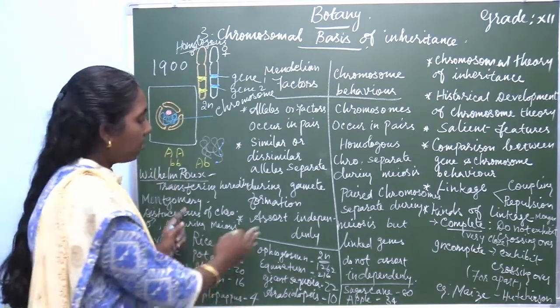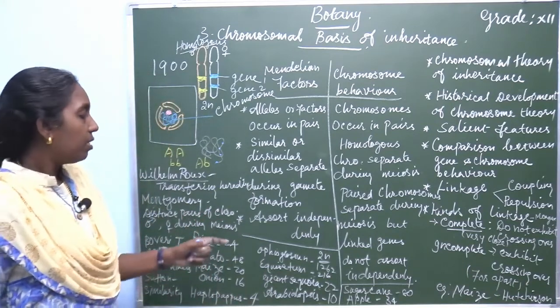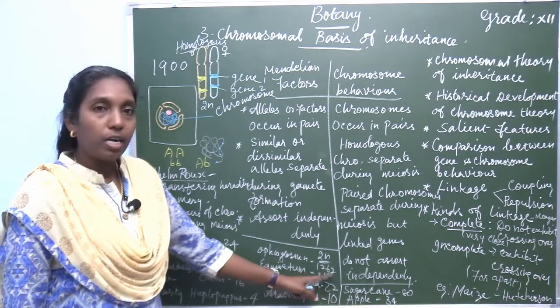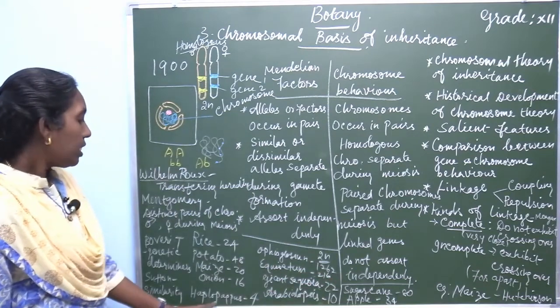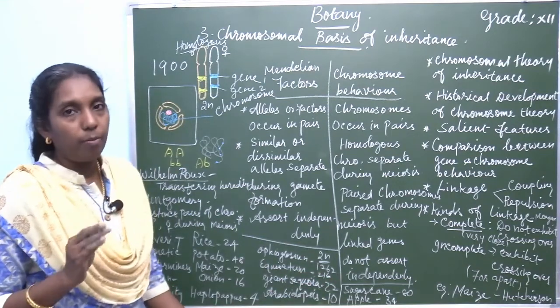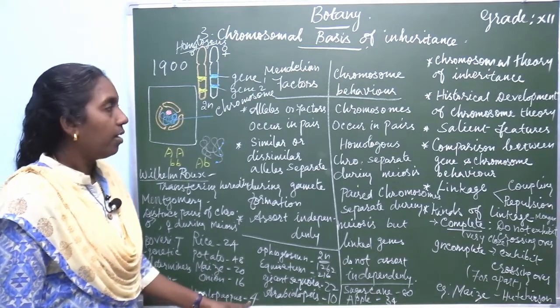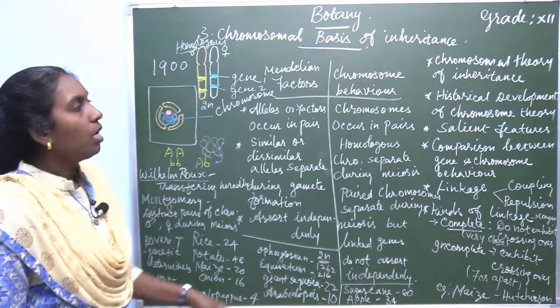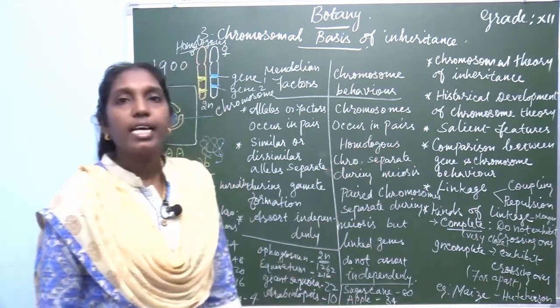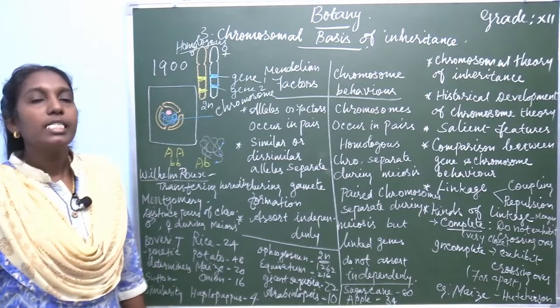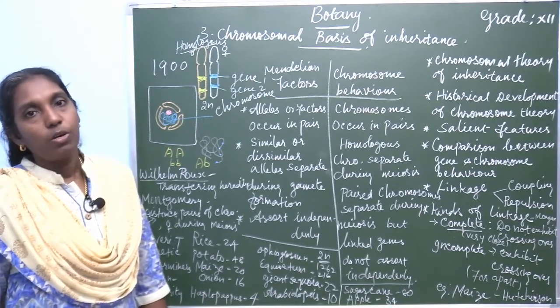So in these given numbers, the highest is Ophioglossum with 1262. The lowest is Haplopappus, with 4. The diploid set of chromosomes is 4 in number. Then let us move to the salient features of chromosomes. What are the salient features of chromosomes?